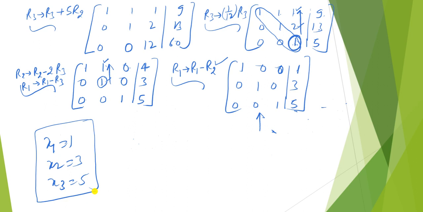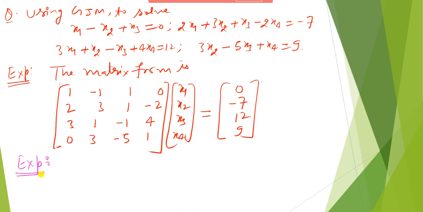Now if we have any system of linear equations having 4 unknown variables, then how do we apply the Gauss-Jordan method and compute the values of the unknown variables? Now the question is: using the Gauss-Jordan method, solve the system of linear equations x1 minus x2 plus x3 is equal to 0, 2x1 minus 3x2 plus x3 minus 2x4 is equal to minus 7, 3x1 plus x2 minus x3 plus 4x4 is equal to 12, 3x2 minus 5x3 plus x4 is equal to 9.